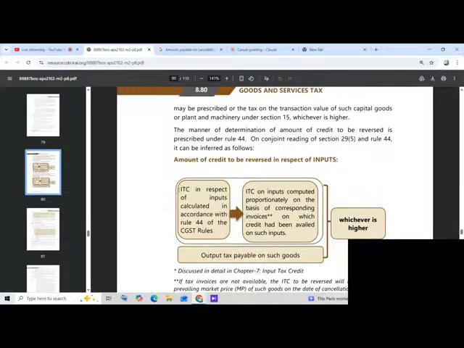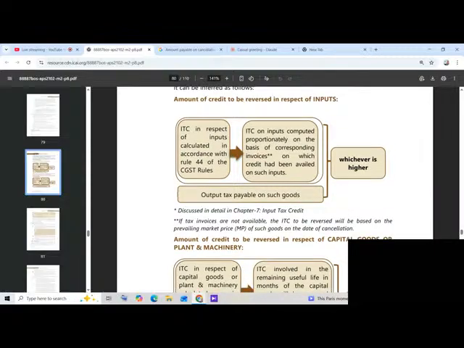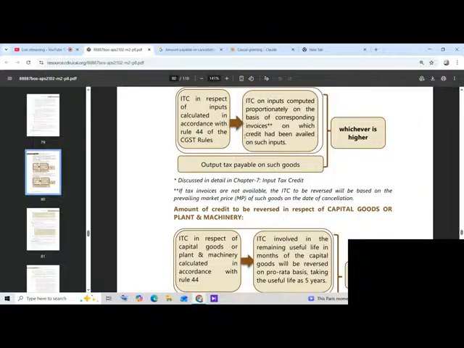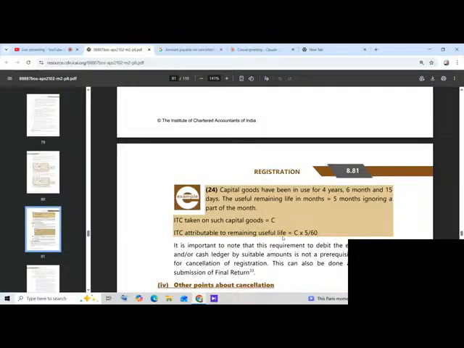On conjoint reading of section 29.5 and Rule 44, it can be inferred as follows. Amount of credit to be reversed in respect of inputs: ITC on inputs proportionately on the basis of corresponding invoices on which credit has been availed on such goods, or output tax payable, whichever is higher. In case of plant and machinery and capital goods, ITC involved in remaining useful life, reversed on pro rata basis taking useful life, or tax on transaction value of such capital goods under section 15.